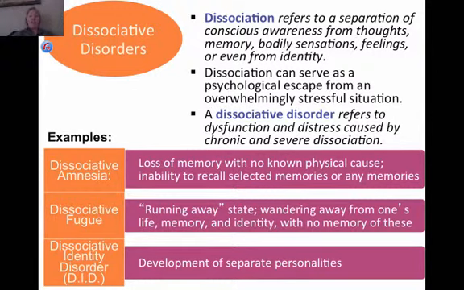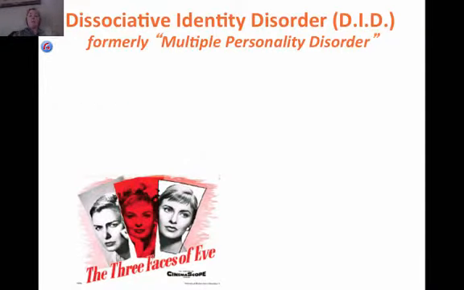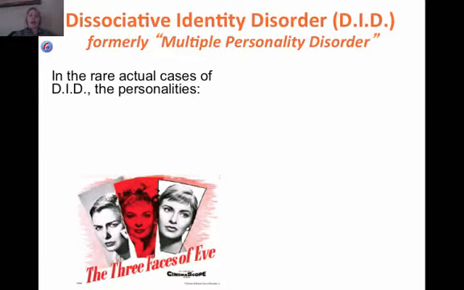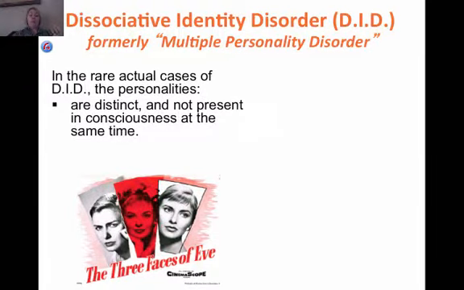And the last one is dissociative identity disorder, DID. This is the development of separate personalities. Dissociative identity disorder used to be what we called multiple personality disorder. In the rare actual cases of DID, the personalities are distinct and present in consciousness and not present in consciousness at the same time. So it's like people have 5, 6, however many parallel personalities. When one personality is out, the other ones are not consciously aware of what's happening at that time. And then when the next one comes out, the other ones are not aware.